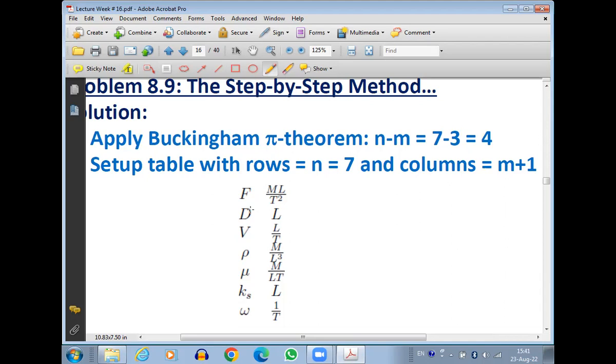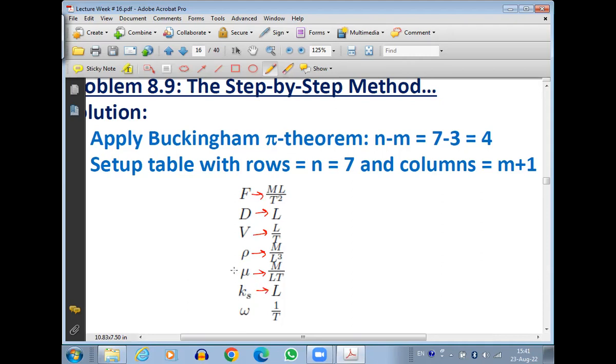We worked through it in chapter number 1, how you determine the basic dimensions for any parameter. So for the case of force, it is ML by T squared. For diameter, it is only length. For velocity, it is L by T. For density, it is M by L cubed. For viscosity, it is M by LT. For roughness, it is just length.